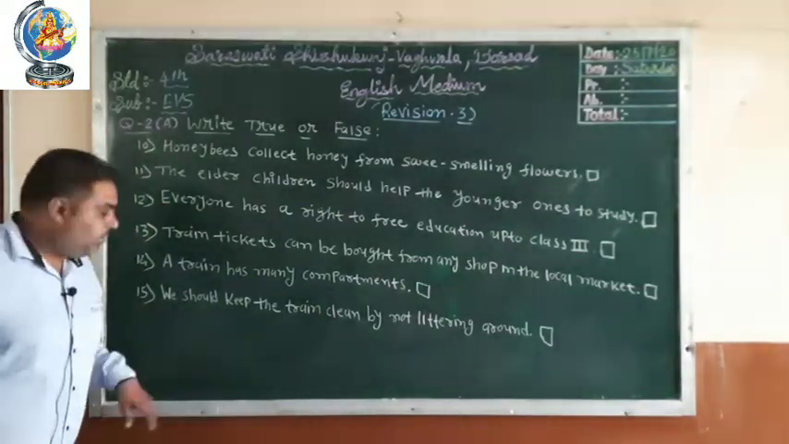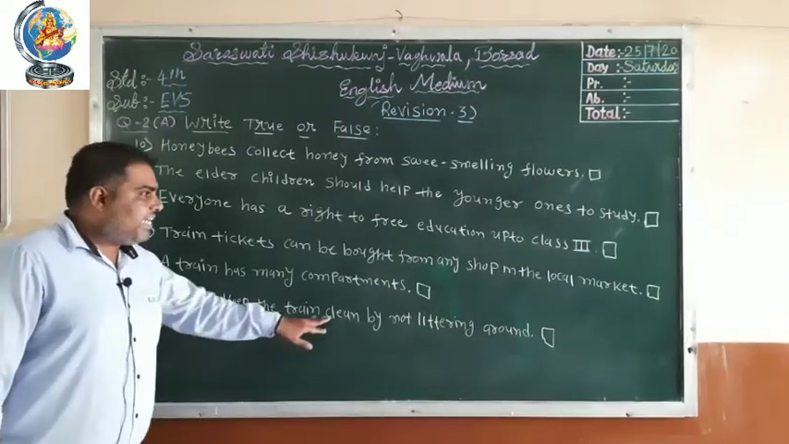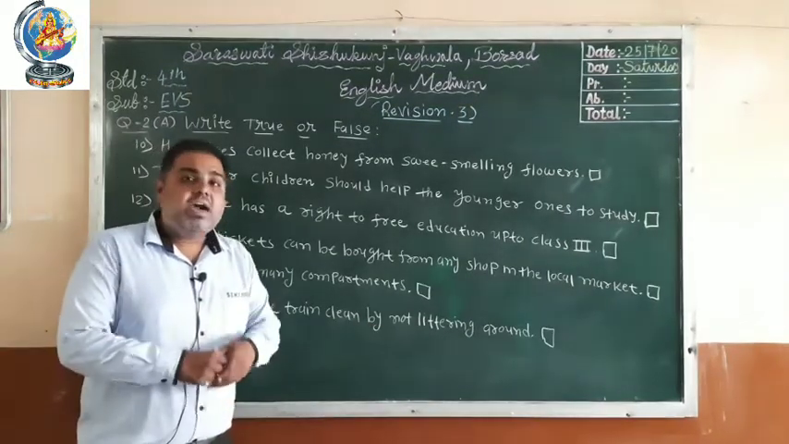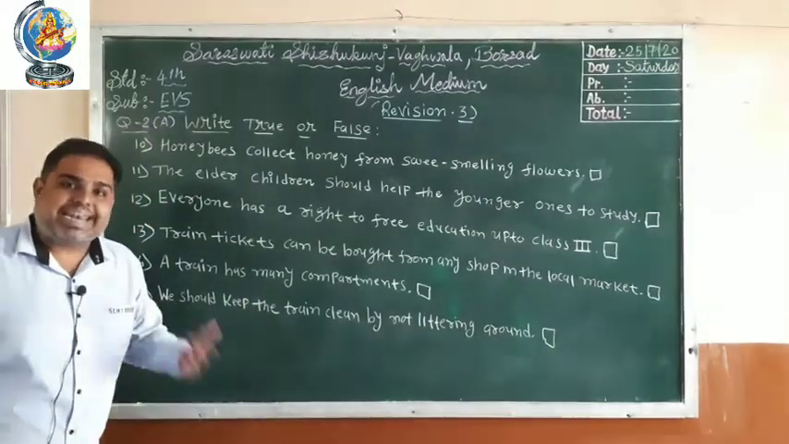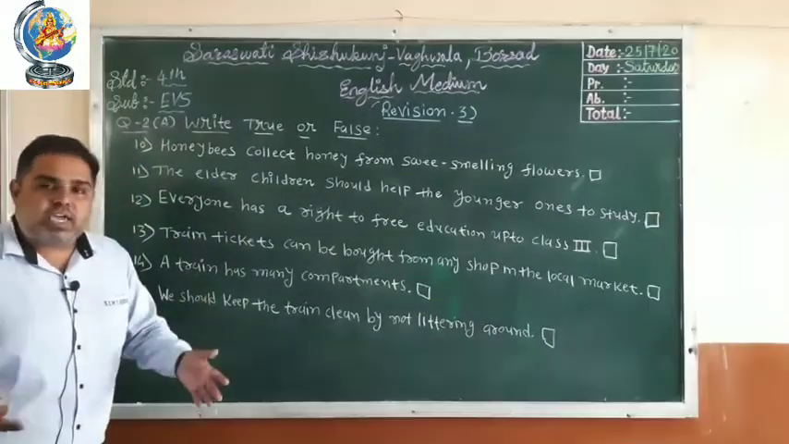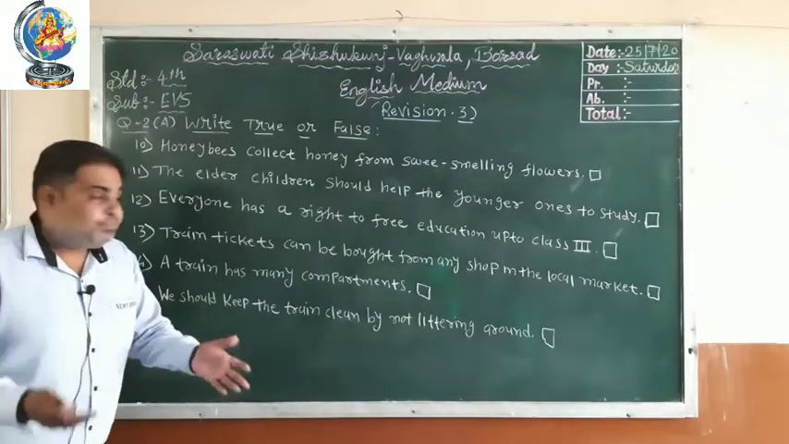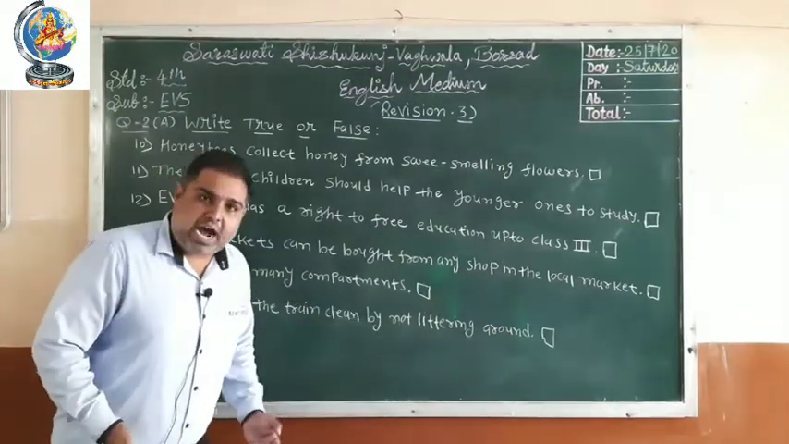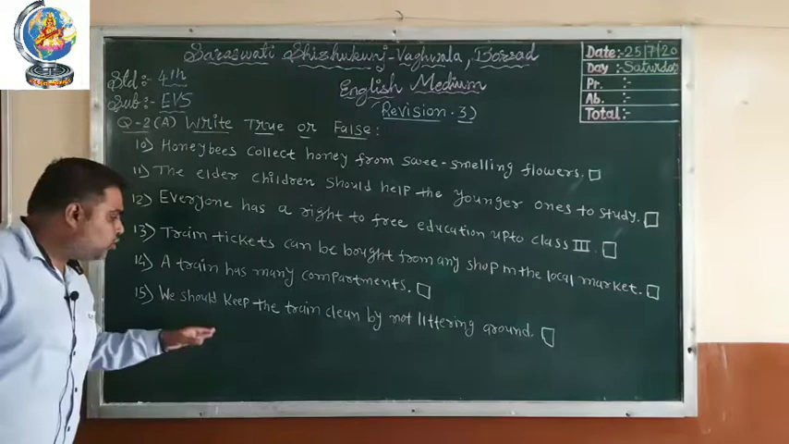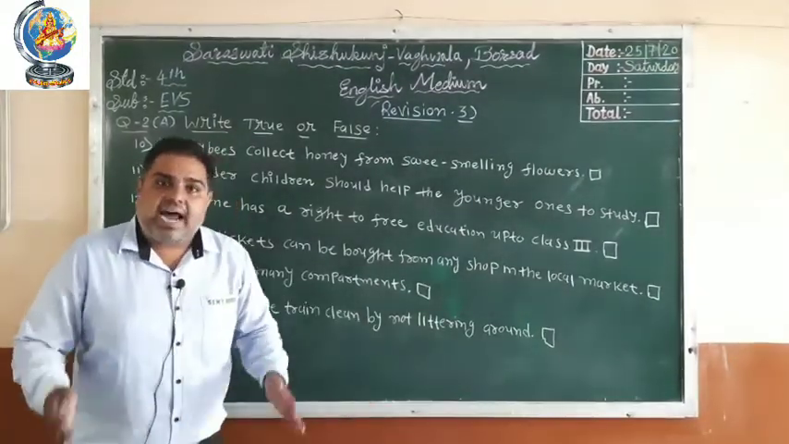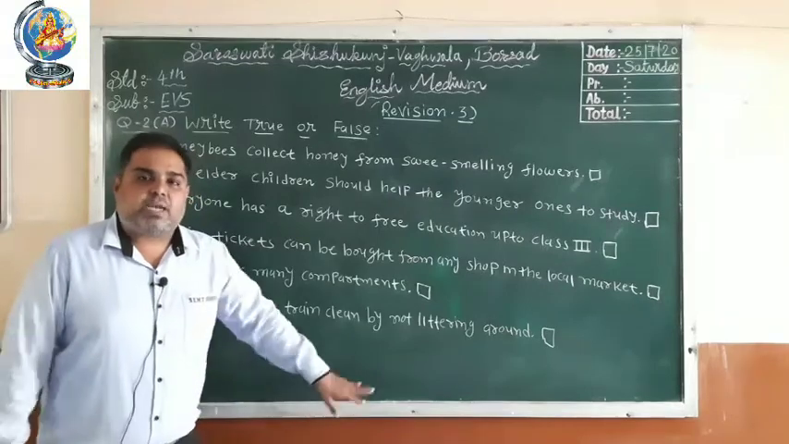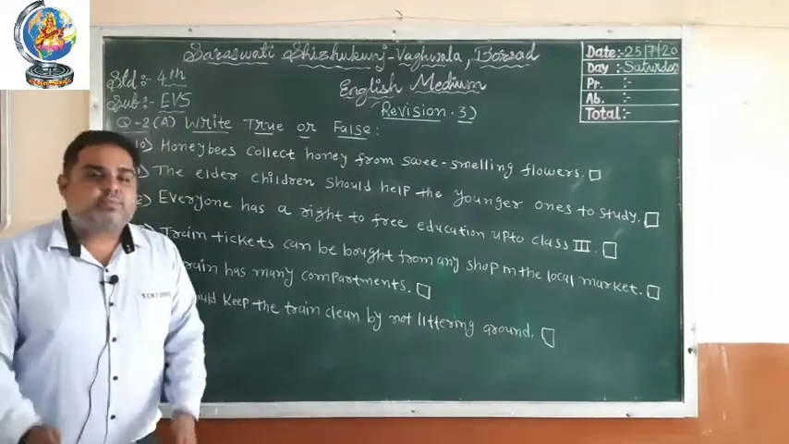Number 15 and the last one. We should keep the train clean by not littering around. So students, this statement is also right. Why? Because we have to keep our trains clean by not littering around. So here it is written, we should keep the train clean by not littering around. That is why this statement is right.